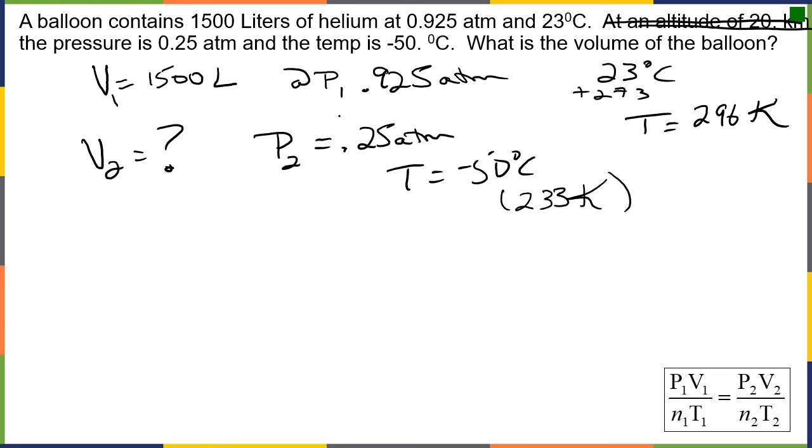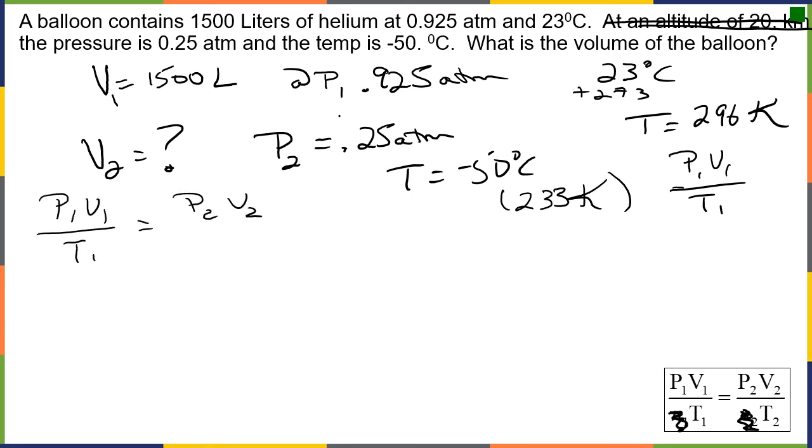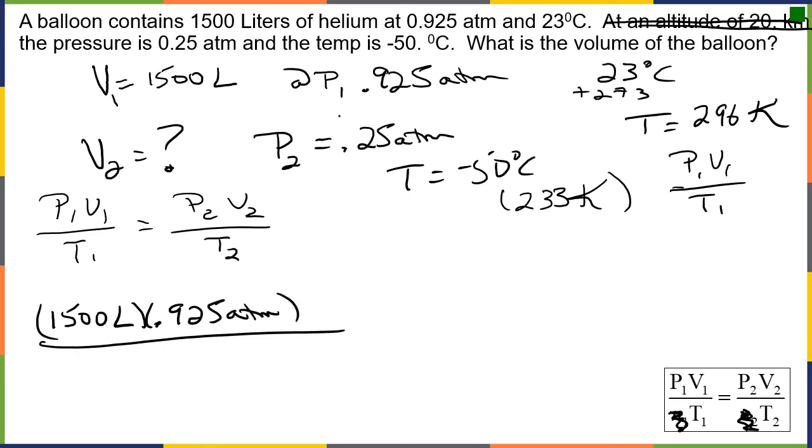And now what we have is a bunch of things. We have P, V, and T. Now our moles are not changing, so we can just remove it from our equation, and we're going to have P1 V1 over T1 is equal to P2 V2 over T2, remembering to keep the two sets of conditions separate. So 1,500 liters multiplied by 0.925 atmospheres divided by 296 Kelvin is equal to the volume, which is what we're solving for, times 0.25 atmospheres.